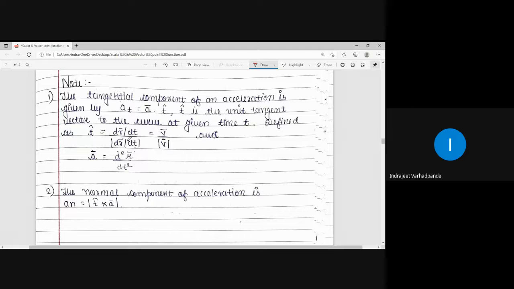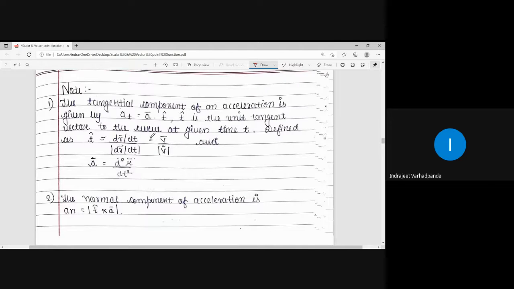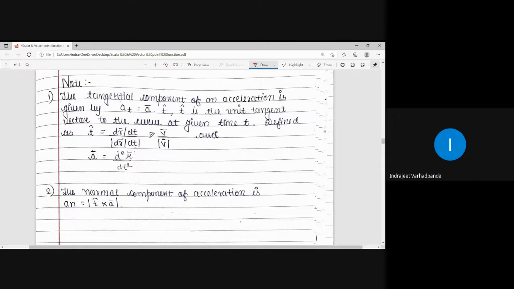The next note is related to velocity and acceleration. What we have seen is that v bar, the velocity, is dr bar by dt, and a bar is d2r by dt square, which is nothing but dv by dt. So there are two different components connected to velocity, or you can say acceleration. One component of acceleration is called the tangential component, and another one is called the normal component.